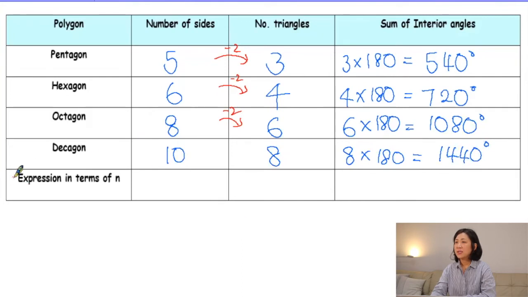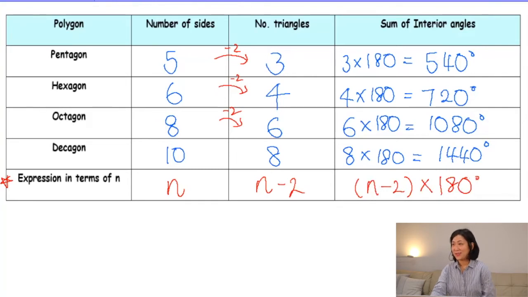Now, let's find our expression, the formula. When it comes to an n-sided shape, how many triangles are in there? We know the pattern is n minus 2, because it's always 2 less than the number of sides, right? So (n minus 2) lots of 180. That is the formula for the sum of the interior angles.